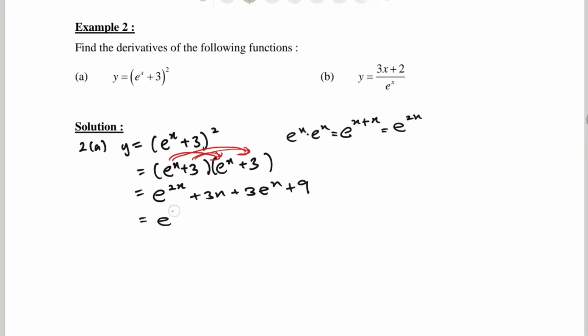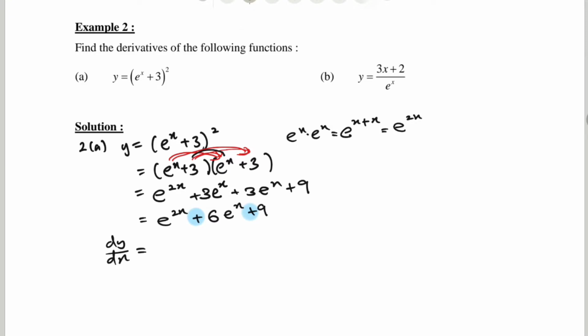Simplify before you differentiate. Do note that we have not yet differentiated this function. Looks like I've made a simple careless mistake here. 3 times e to the power of x should be written as 3e to the power of x. And when you simplify this, you get e to the power of 2x plus 6e to the power of x plus 9. After that, since all of the operations between these terms are plus, that means we can differentiate them one by one.